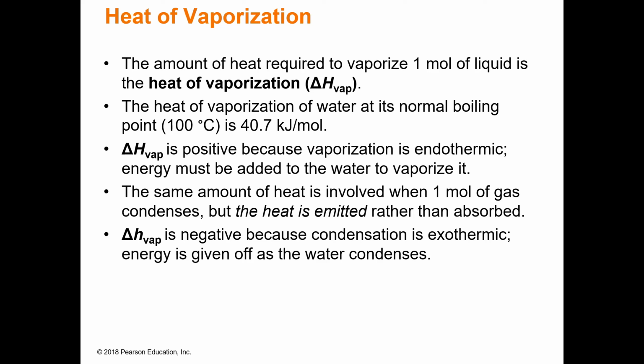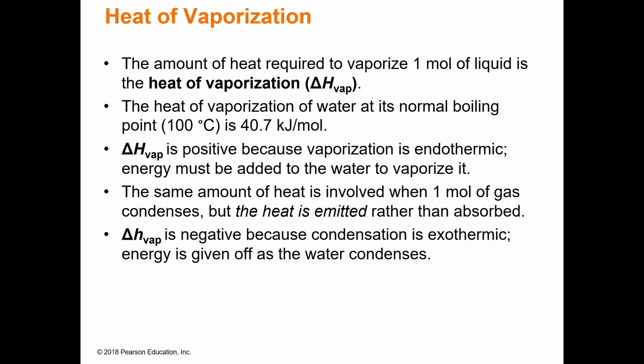The heat of vaporization, delta H vap, is how much energy you need to vaporize 1 mole of liquid at its boiling point. For water at 100 degrees Celsius, delta H vap is 40.7 kilojoules per mole. Positive for evaporation, endothermic, negative for condensation, exothermic. In clinical thermoregulation, this large heat requirement is why sweating can remove so much heat from the body. You're using that 40.7 kilojoules per mole to break molecules free.